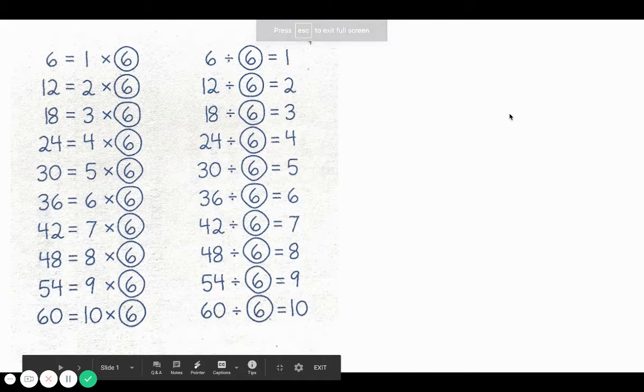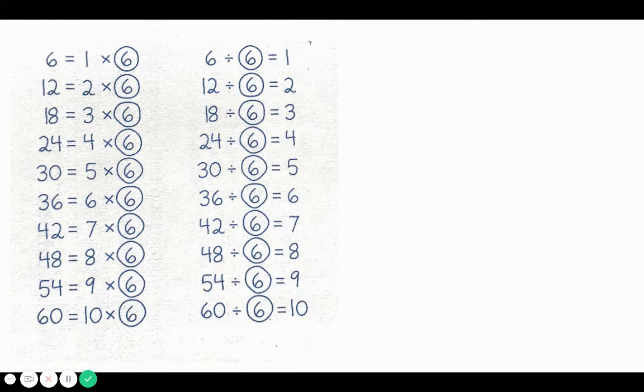We're starting Unit 2 in our math book. So this is Unit 2, Lesson 1, Lesson 2-1. And the first thing we're going to look at is our 6 multiplication facts. So our 6s, we've already learned 0s, 1s, 2s, 3s, 4s, 5s, 9s, and 10s.